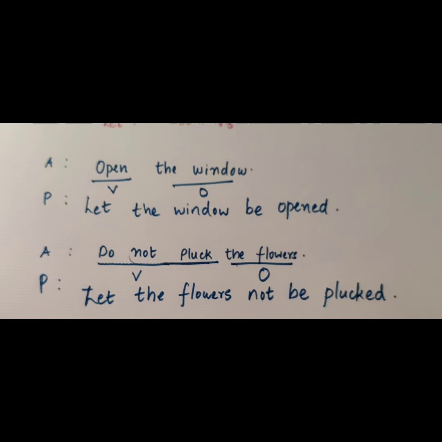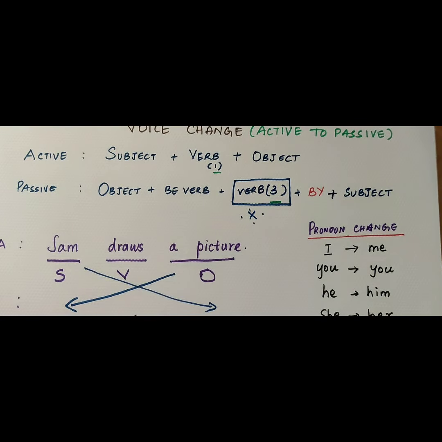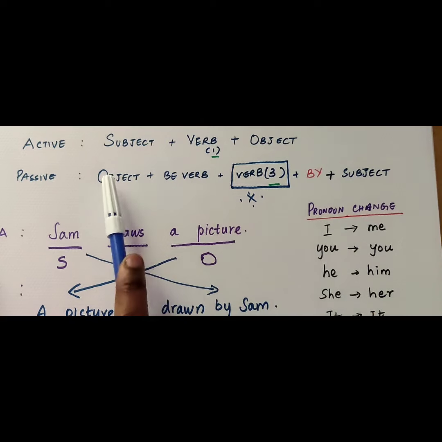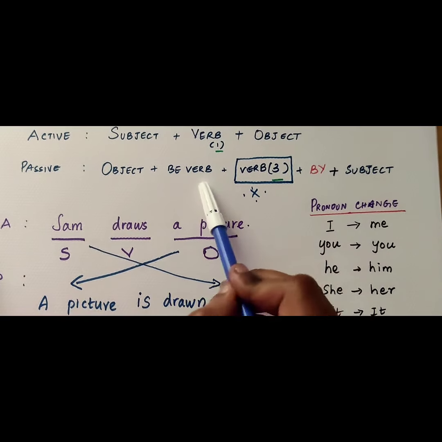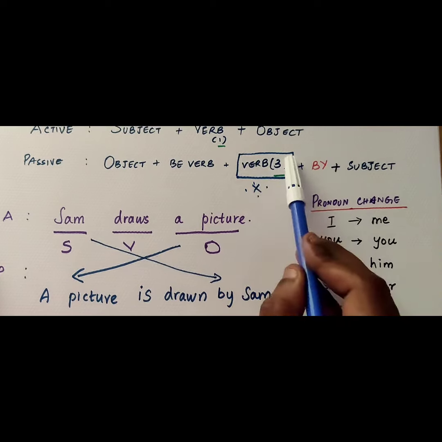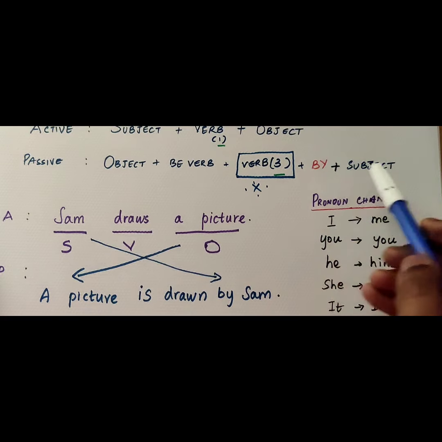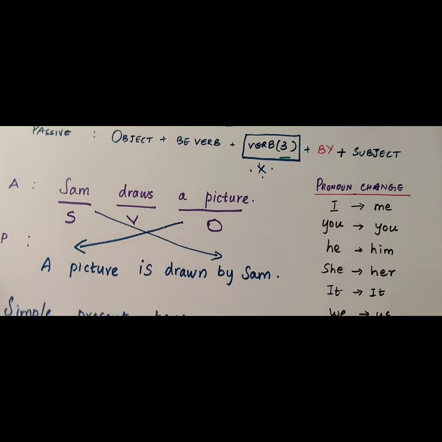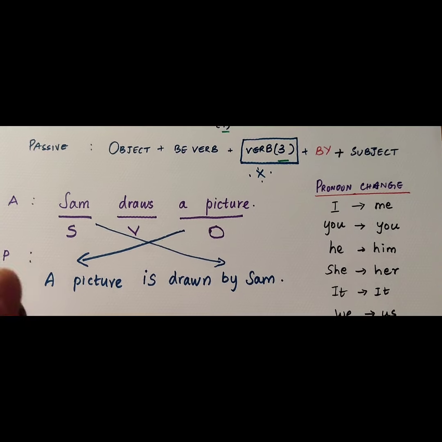So we have come to the end of the video. Recap. The important steps in the voice change from active to passive are: identify the subject, verb and object, swap the object and the subject, and add the appropriate be verb, plus always add the third form of the verb, plus by in front of the subject, and if the subject is a pronoun you have to change it accordingly. Okay. And for future continuous and perfect continuous formats, we don't have passive.